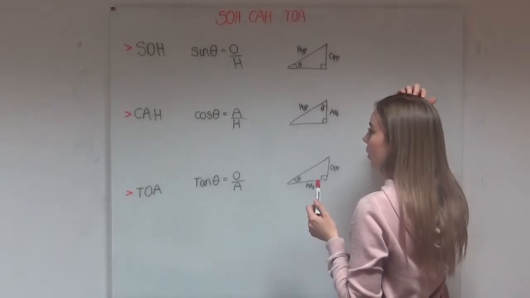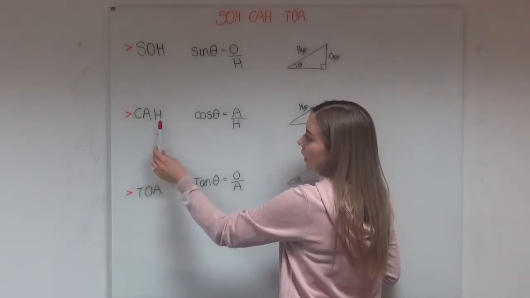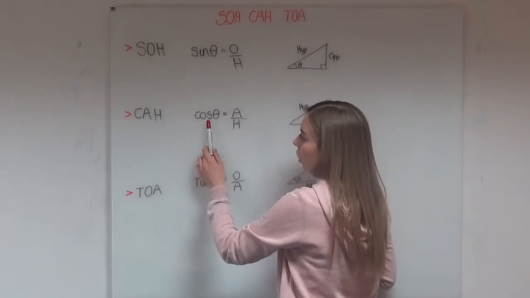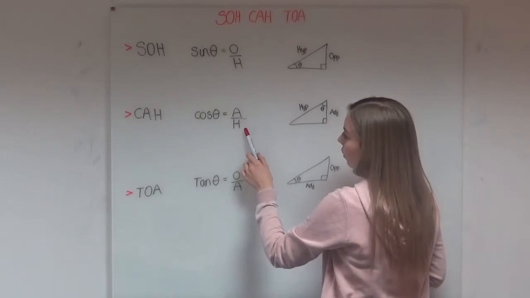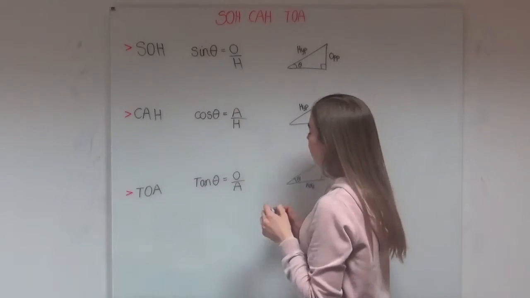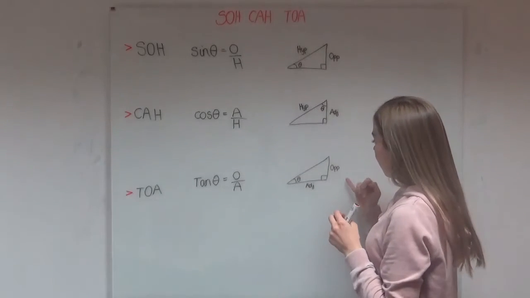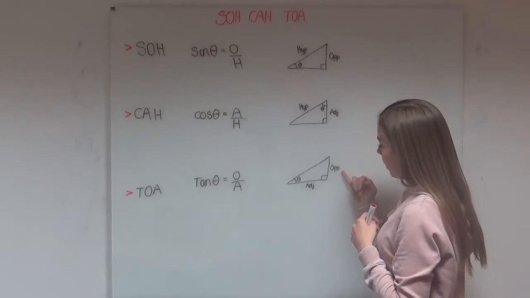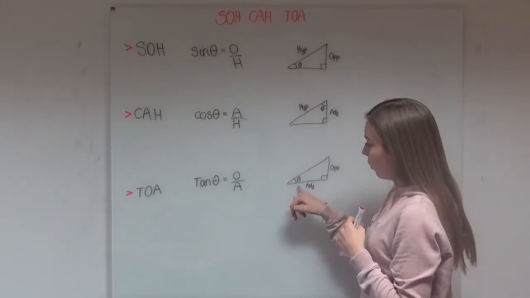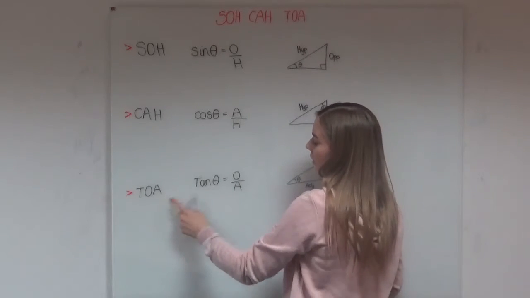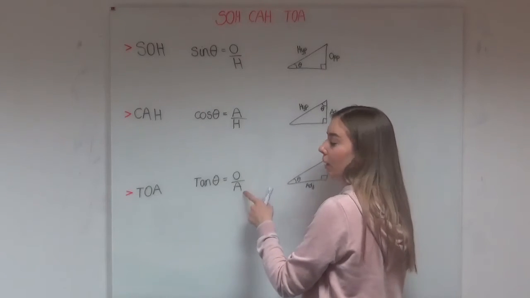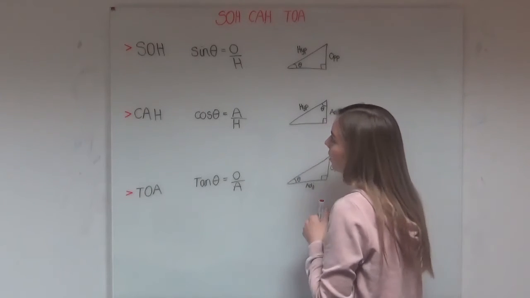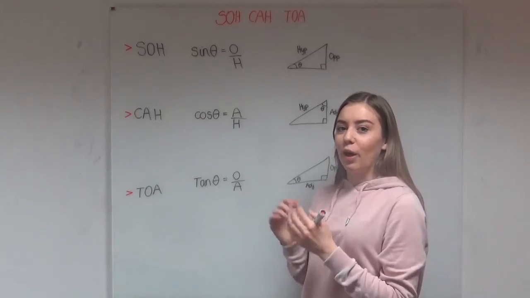Then if you've got the adjacent side and the hypotenuse, then you would use cos of the angle is equal to adjacent over hypotenuse. Then finally, if you've been given or are trying to find out the opposite and the adjacent and the angle, then you use tan, and that's tan of the angle equals the opposite side divided by the adjacent side. And that's how you know when to use each part of SOHCAHTOA.